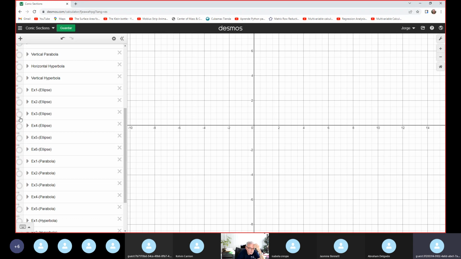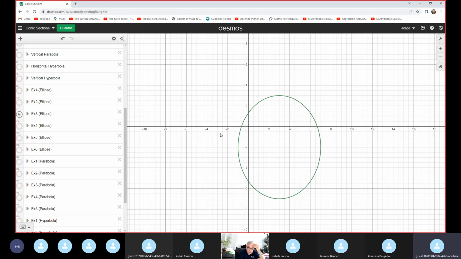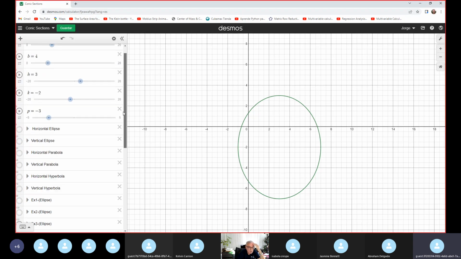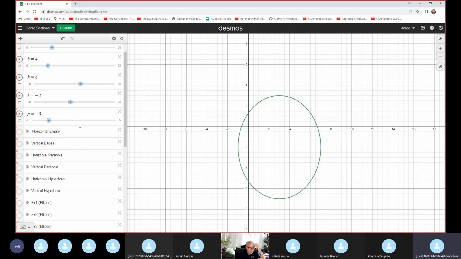Ellipse example 3 is this. Do you see the green ellipse? When you select it, it's vertical. Look at the points. The center is (3, -2). The vertices are (3, -3) and (3, -7).